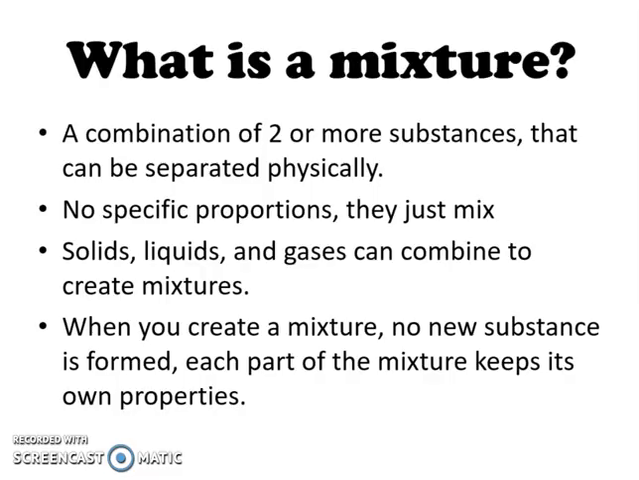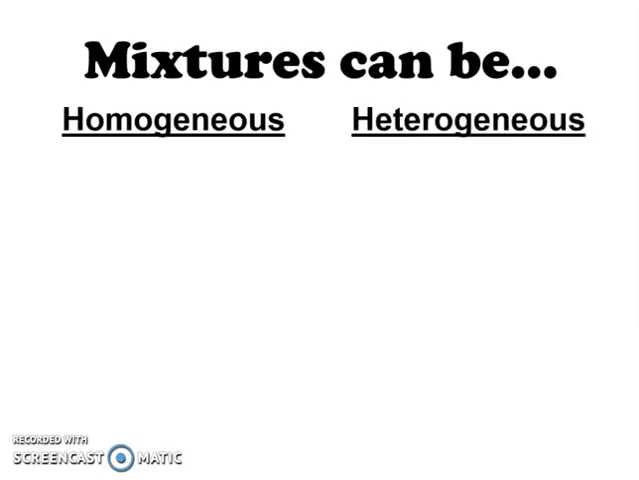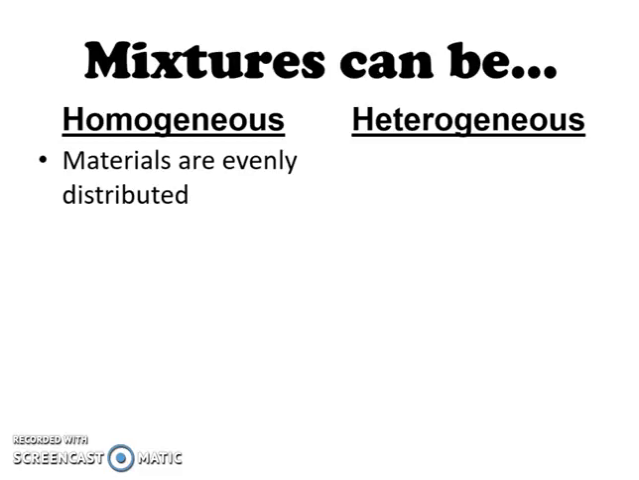So we can classify mixtures into two different types. The first type on the left-hand side of your notes are homogeneous. The word homo means the same. And the second type is heterogeneous. The word hetero means different. So let's start with homogeneous mixtures. If homo means same, then a homogeneous mixture is evenly distributed, which means if I take a look at, let's say, a can of pop, everything is distributed evenly throughout it.